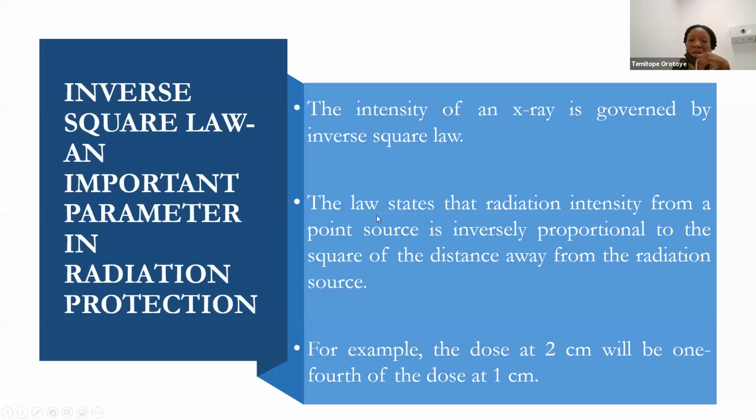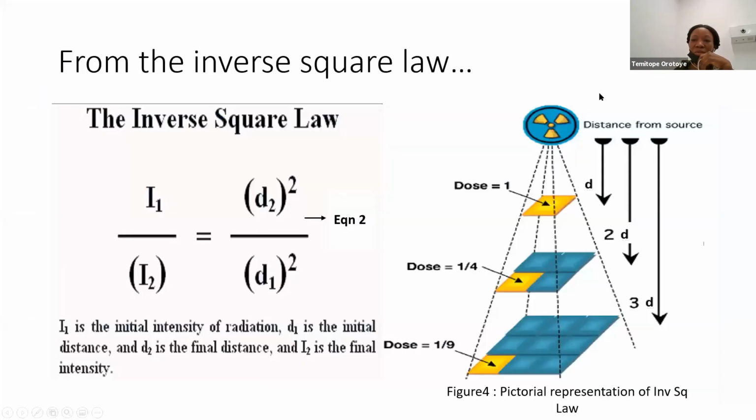So the law states that radiation intensity from a point source is inversely proportional to the square of the distance away from the radiation source. Looking at this particular slide, this is the formula for the inverse square law: I1 divided by I2 equals the square of the final distance divided by the square of the initial distance.